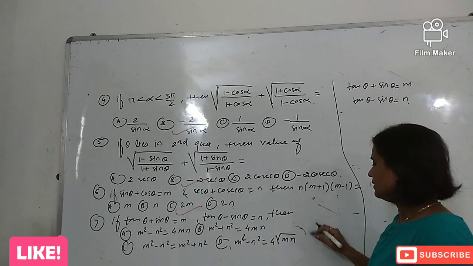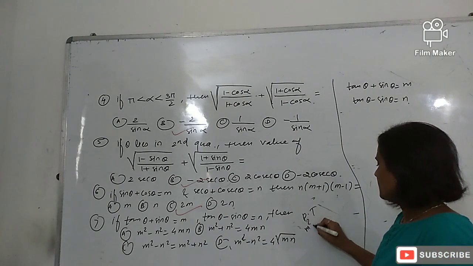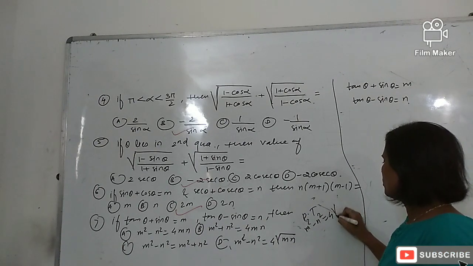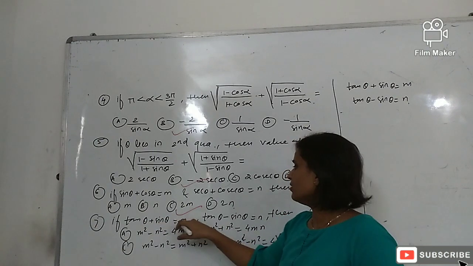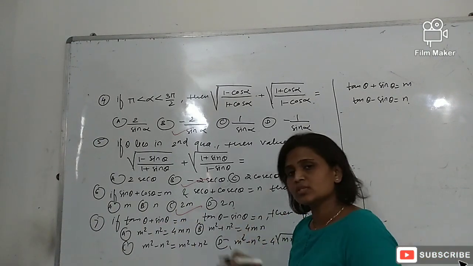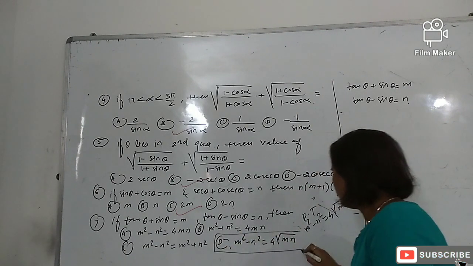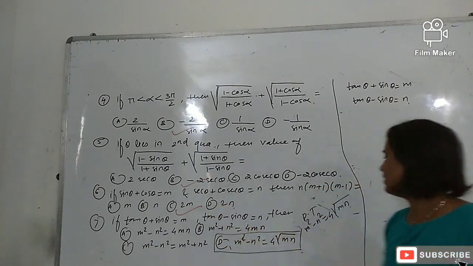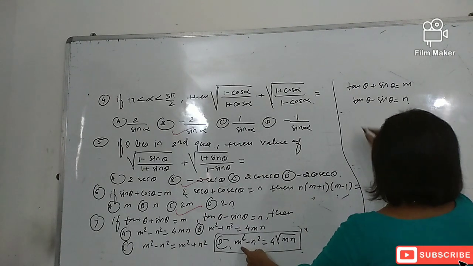In the 10th standard it is asked as: prove that m square minus n square is equal to 4 times square root of m into n. And these values are given, the m value and the n value. So we just try this D option, whether it is correct or not for these given values. So start from this, first LHS.